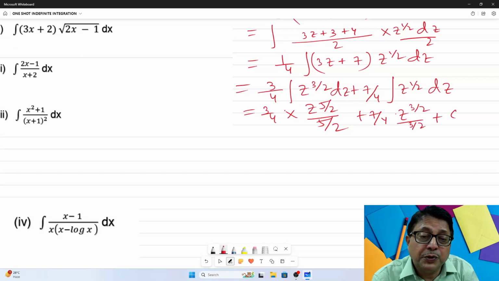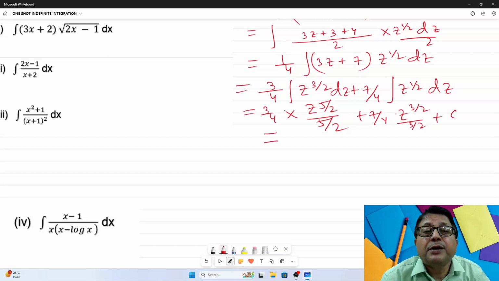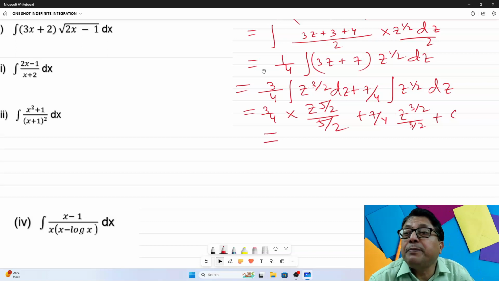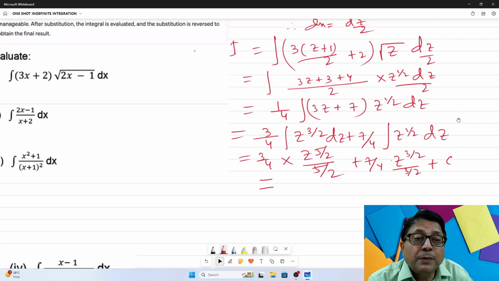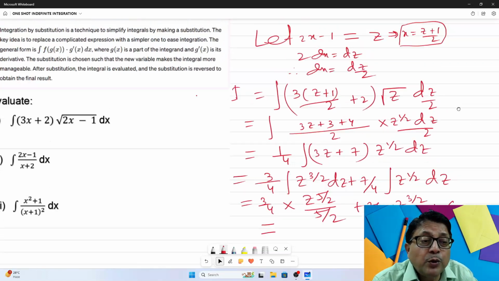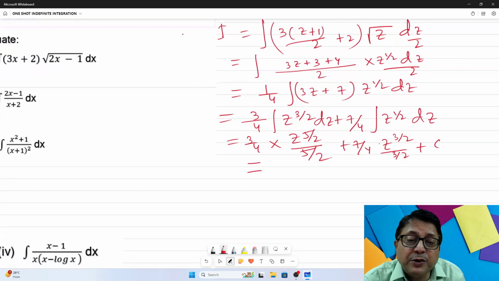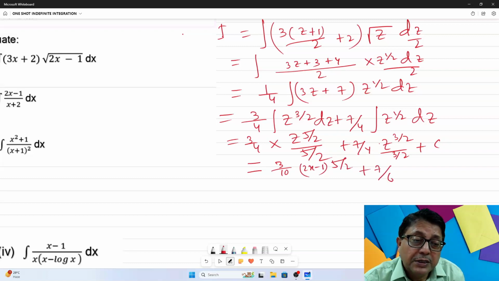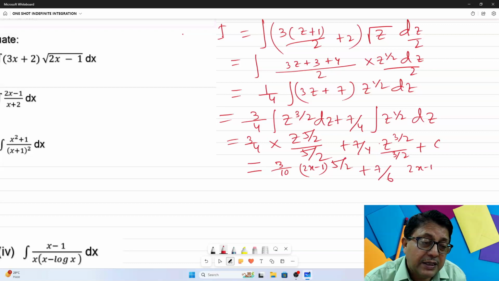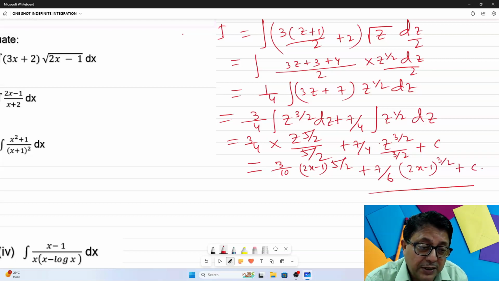Now what you have to do, you never forget to do it, that z should be replaced. Most of the students make a mistake here, they don't replace z by 2x minus 1. You need to replace z by 2x minus 1. So this is 3 by 10, 2x minus 1 to the power 5 by 2, 7 by 6, 2x minus 1 to the power 3 by 2 plus c.